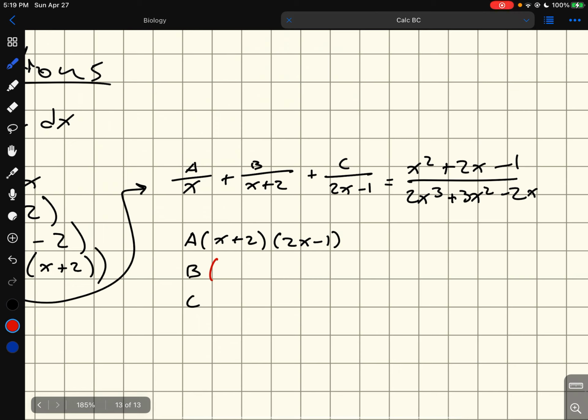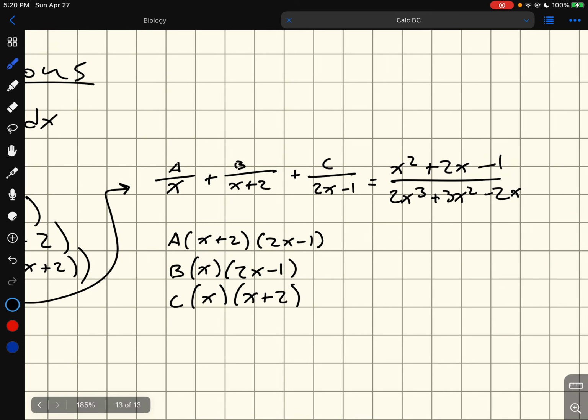Then we're doing the same with the other ones. So this B is missing this factor and this factor, so we're going to give it an x and a 2x minus 1. And then the C is missing this factor and this factor, so we're going to give it an x and an x plus 2.